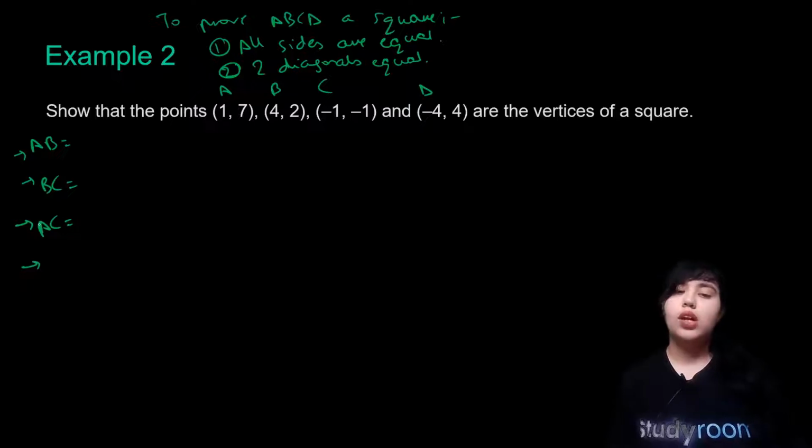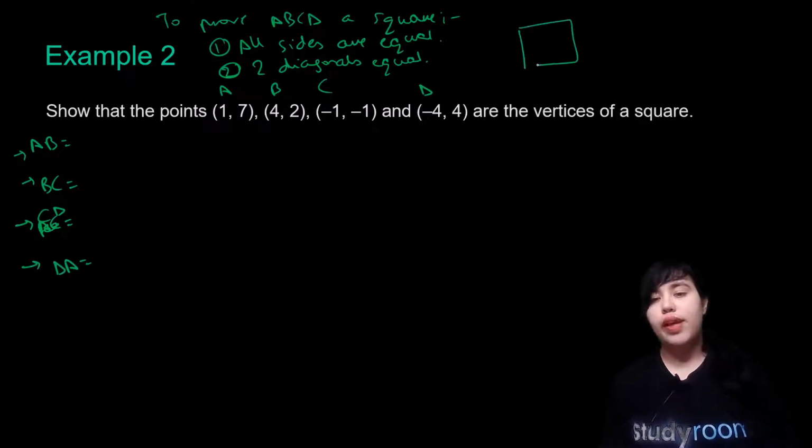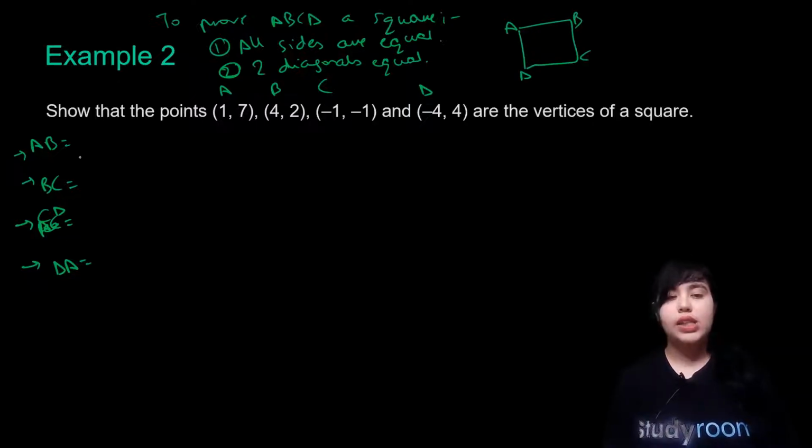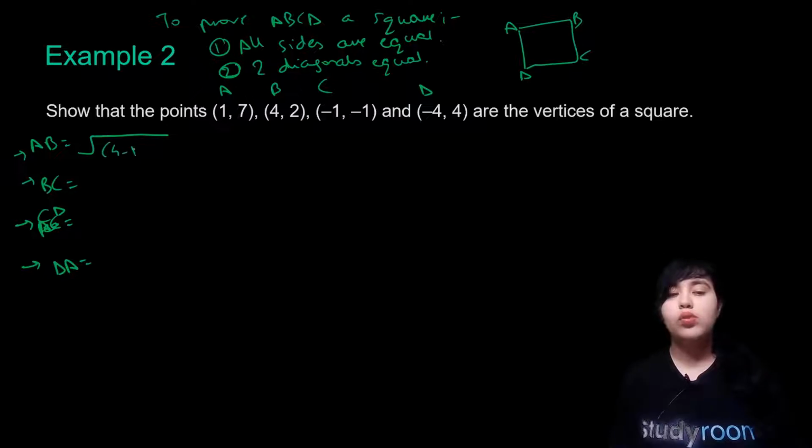We'll first find out CD. And then we need to find out DM. So this is for the sides, okay? So if I give you a square like A, B, C, D, first let's find out the sides. So making use of distance formula, AB will be 4 minus 1 whole square plus 2 minus 7 whole square.